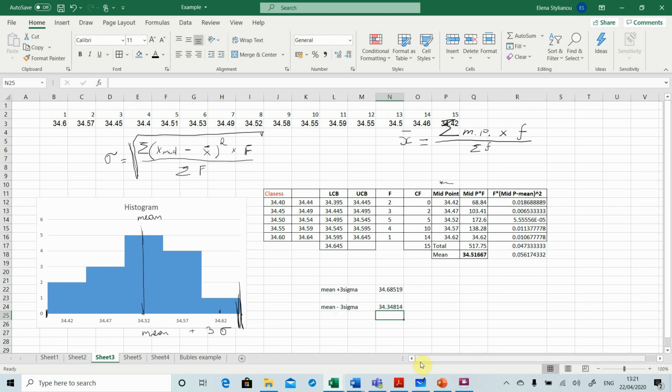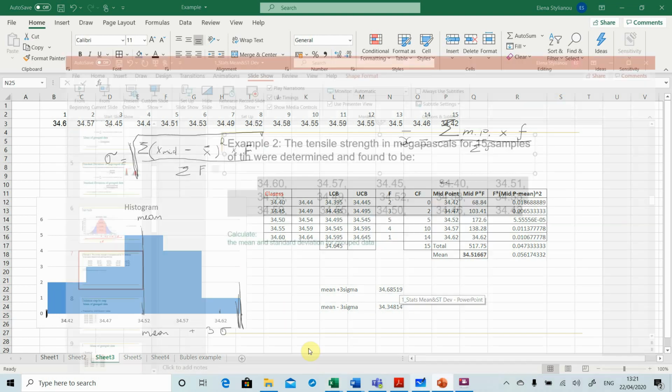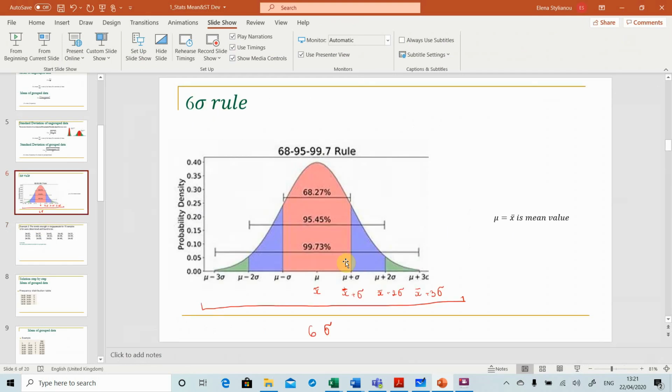not 100%. Let me go back to this PowerPoint and go through this 6-sigma rule presentation. The calculation of sigma says that mean plus 3 sigmas and mean minus 3 sigmas, in this corridor, not 100%, but 99.7% of the data will be in this corridor. The rest of the data, they call them outliers in statistics.